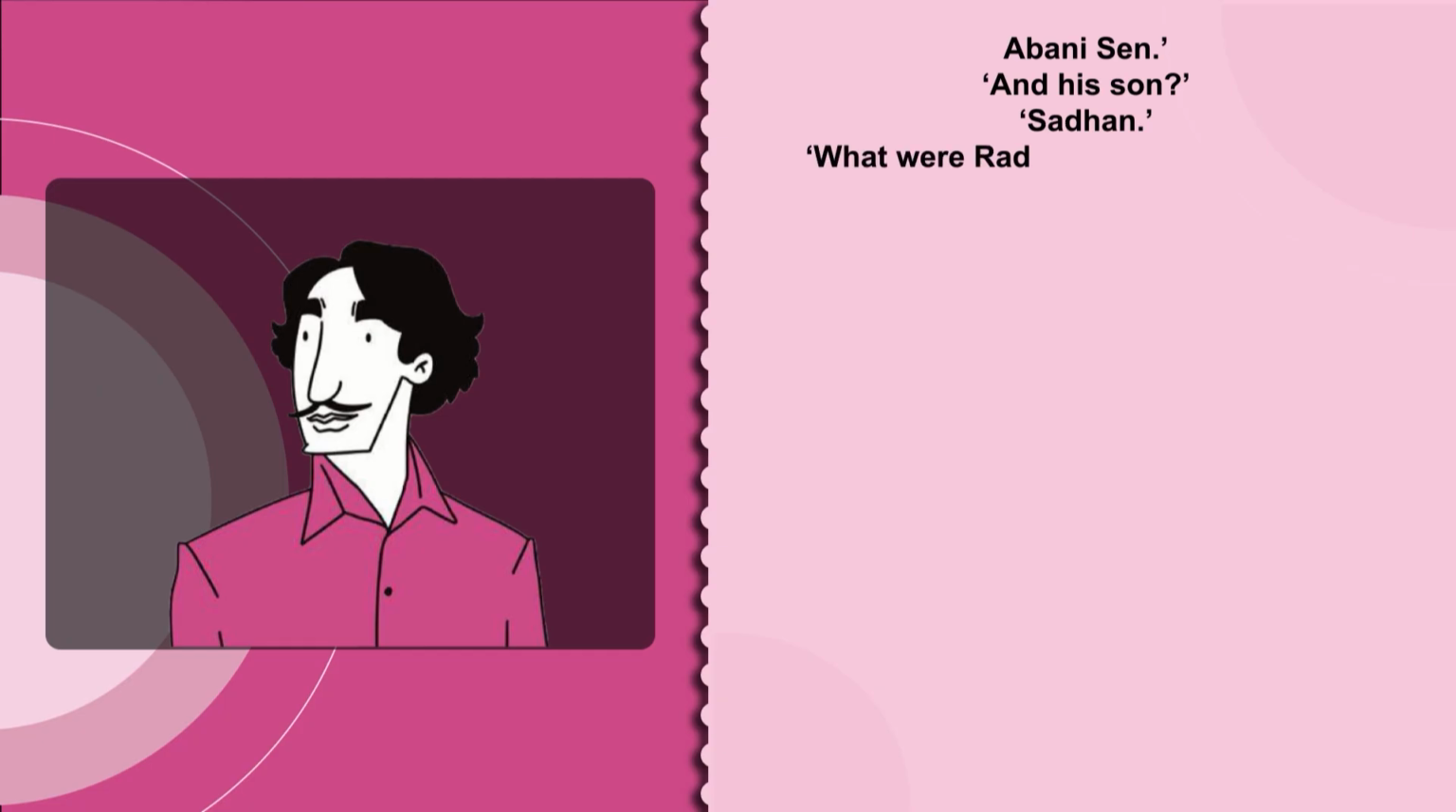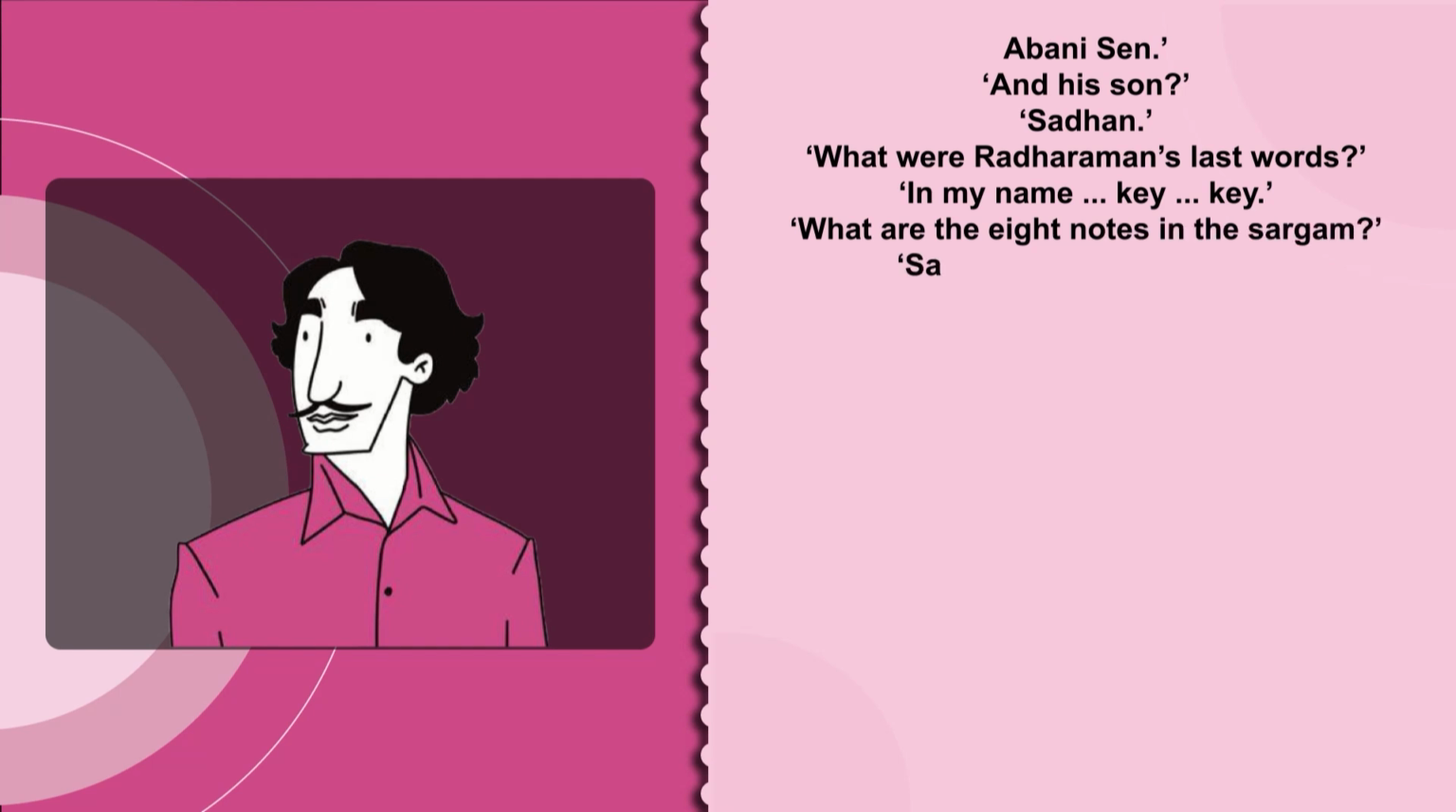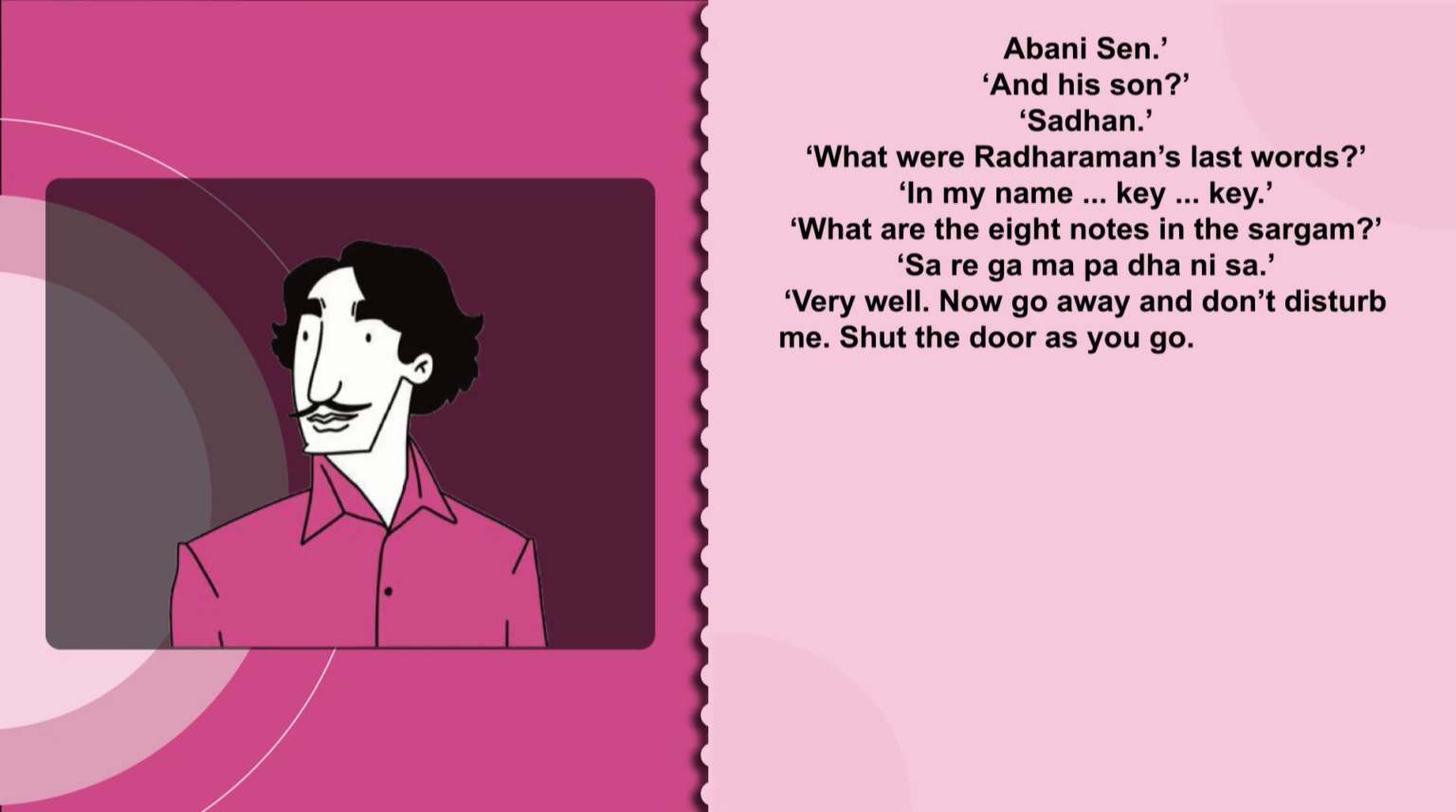What were Radharaman's last words? In my name, ki, ki. What are the 8 notes in the sargam? Sare, Gama, Padha, Nisa. Very well. Now go away and don't disturb me. Shut the door as you go. I'm going to work now.